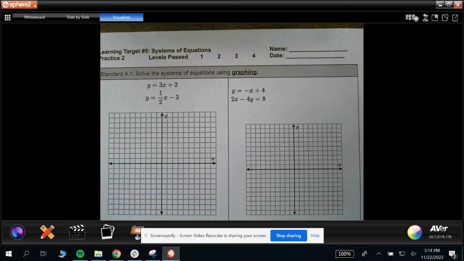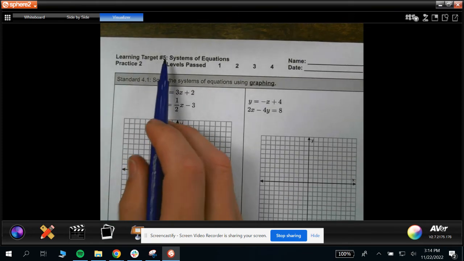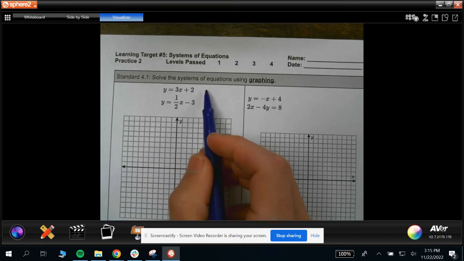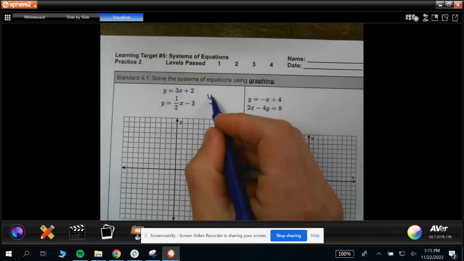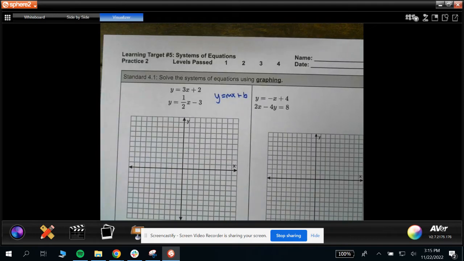All right, y'all, we are here doing our practice quiz number 2 on learning target number 5, systems of equations. First step, solve the system of equations using graphing. That means I'm going to graph the two lines, slope-intercept form, y equals mx plus b, throwing it back to learning target number 4. So how do we do this?